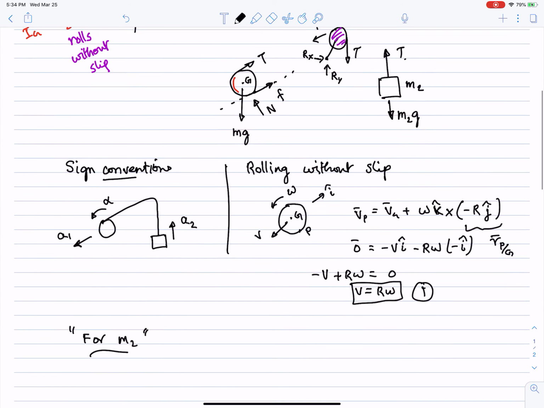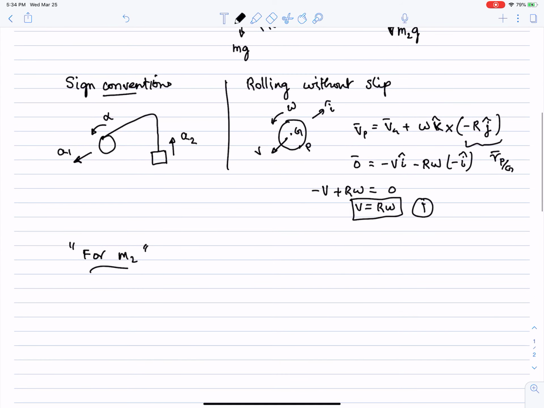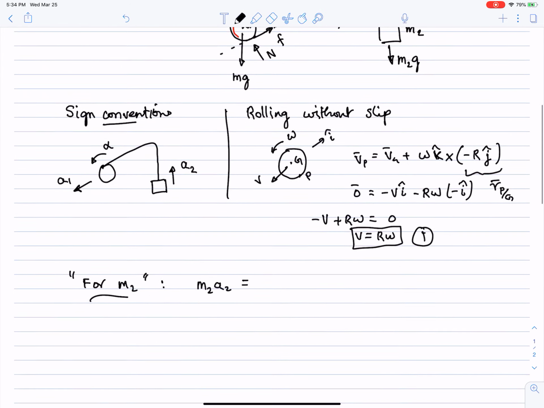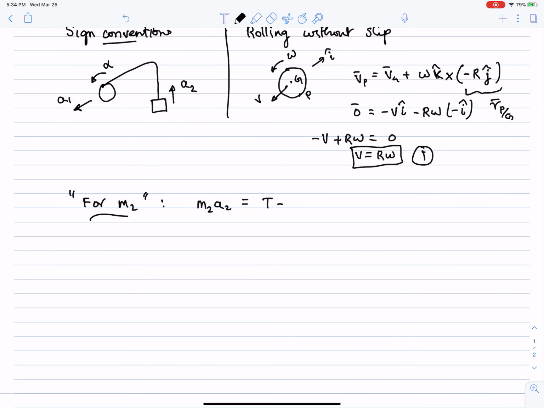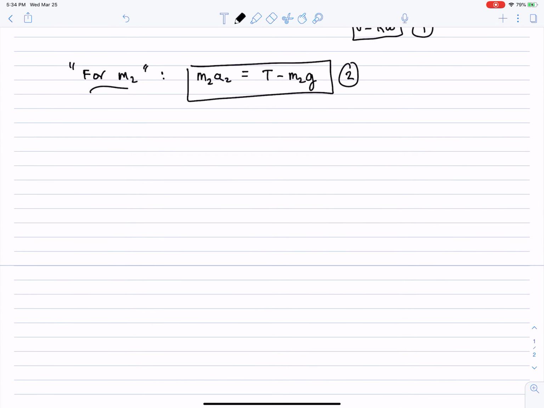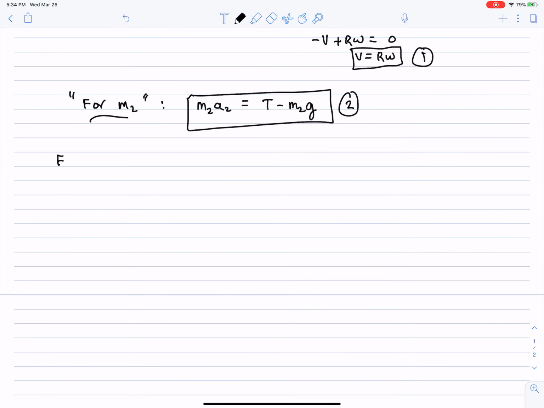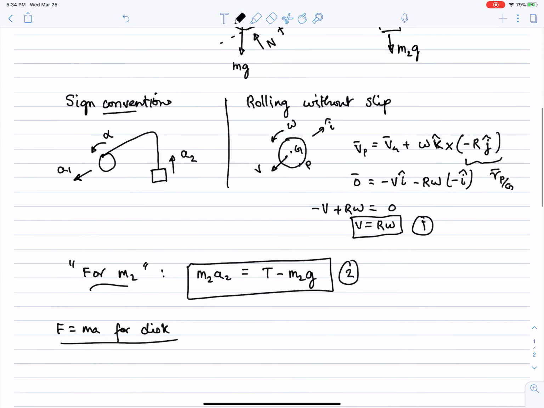For M2, we are going to have essentially M2A2 equals the tension force minus M2G. So that's going to be equation number 2. For the disk, and then for the disk, we can do two versions.